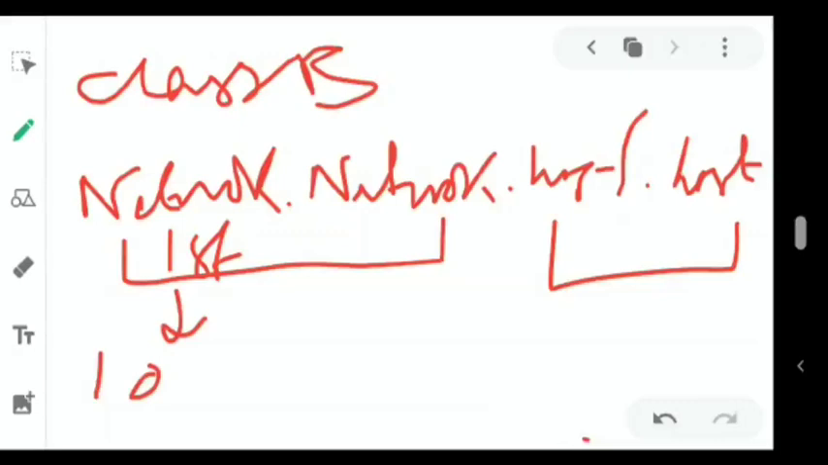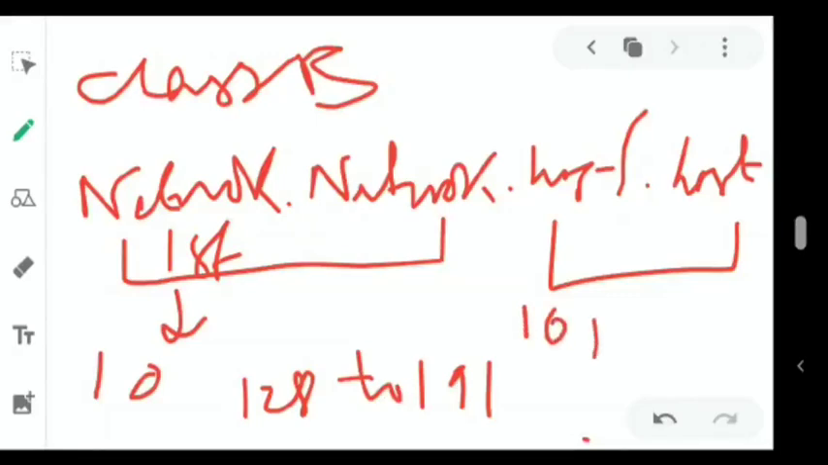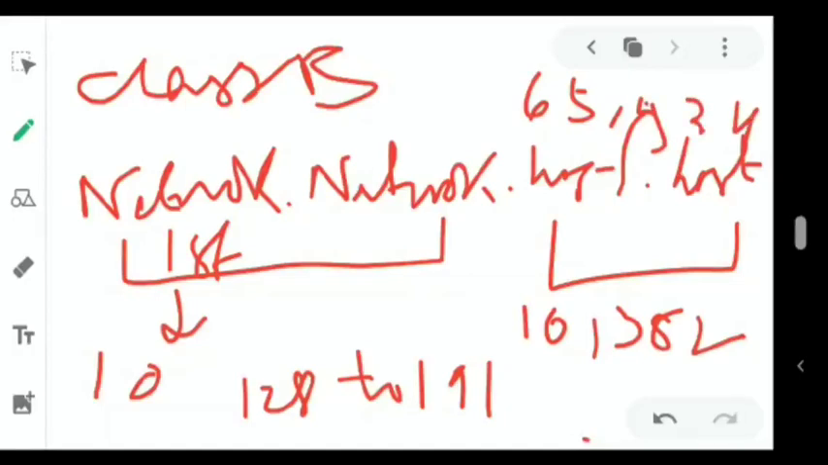In this network, the range of the first octet is 128 to 191. This is the range for the first octet. The total number of networks available is 16382, and the number of hosts is 65534. This many computers or devices can be part of this class type network.